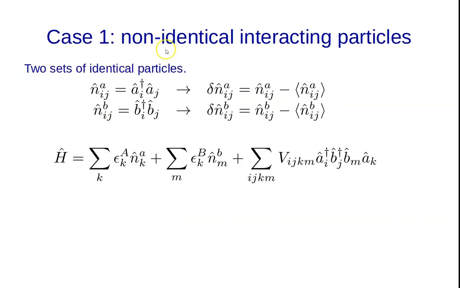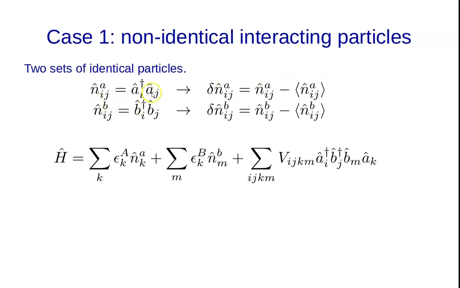So let's start with the case of non-identical interacting particles. So we have those particles A and B, right? So let's define these non-diagonal number operators as N^A_{IJ} = A_I dagger A_J, meaning that I can define the fluctuations for these operators as delta N^A, which is just the operator minus its average value.